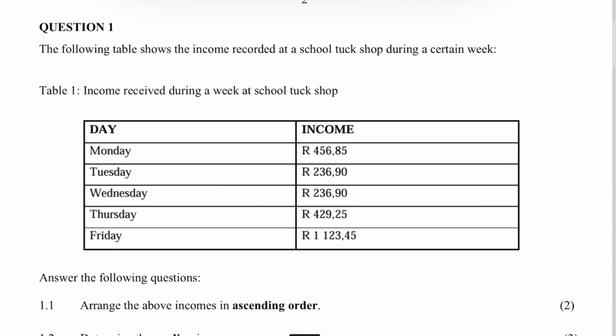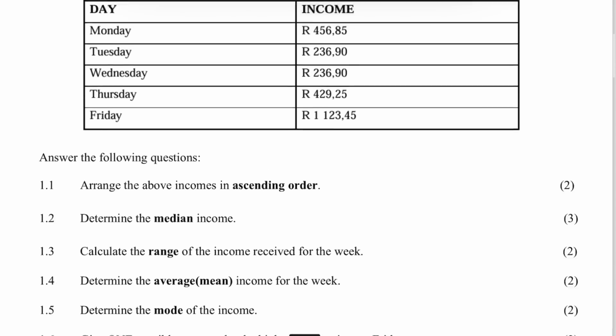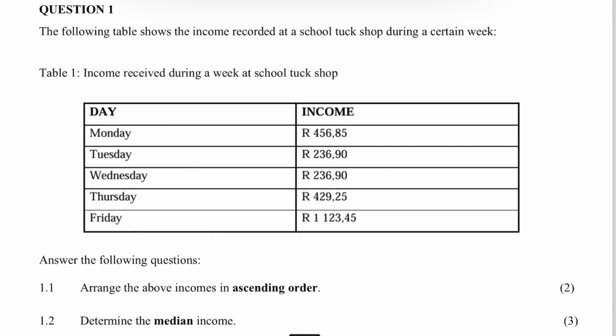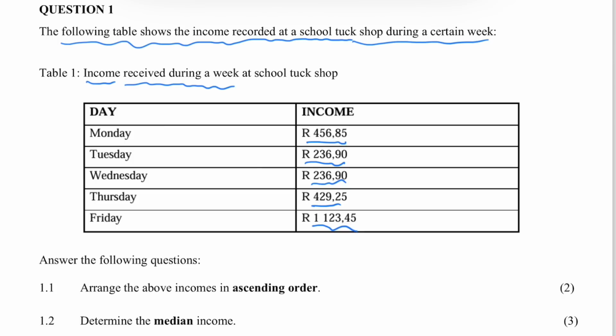Right, question 1. Question 1, guys, is based on data handling. It says the following table shows the income recorded at a school's tech shop during a certain week. On Monday, this is the money they got, 456.85. Tuesday, 236.90. Wednesday, 236.90. Thursday, 429.25. And then on Friday, there's more money there.